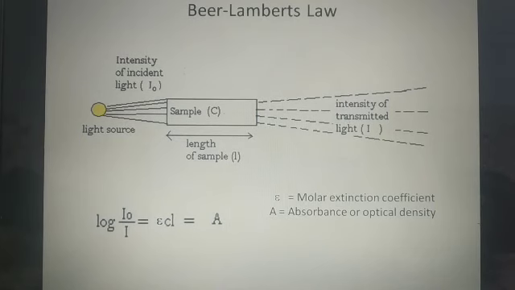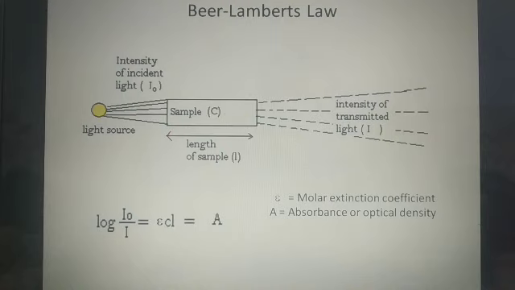And the inverse of it, that is I0 divided by I, which I have written here down. It is found that log of this I0 upon I, the inverse of transmittance, is the absorbance. So this absorbance A is found to be proportional to the concentration, that is Beer's law.